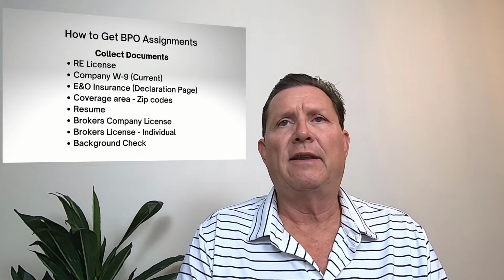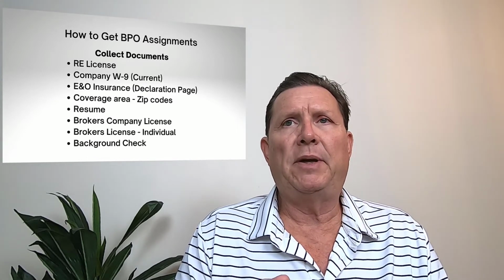first 4 listed here. You're going to need a copy of your current real estate license, a copy of your company's W-9 that'll have your company's tax ID number so that you can get paid. It should be signed and dated no less than 1 year ago.